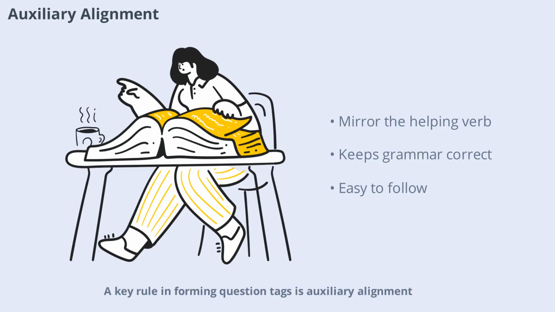A key rule in forming question tags is auxiliary alignment. This means you should use the same helping verb or modal verb from your main statement in your tag. For example, "They have finished the project, haven't they?" Notice how the auxiliary verb have appears in both the statement and the tag. This alignment keeps your sentence grammatically correct and easy to follow.